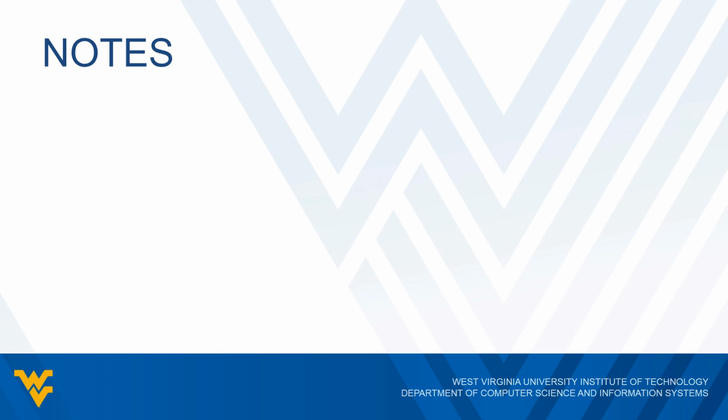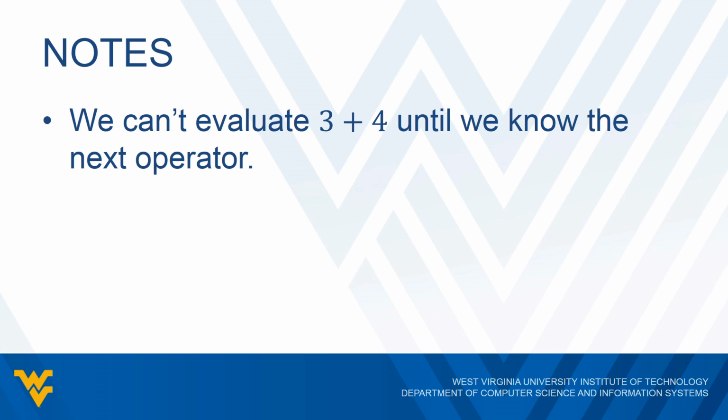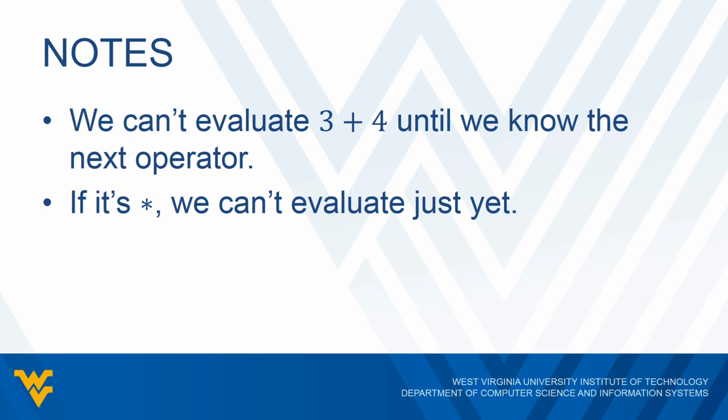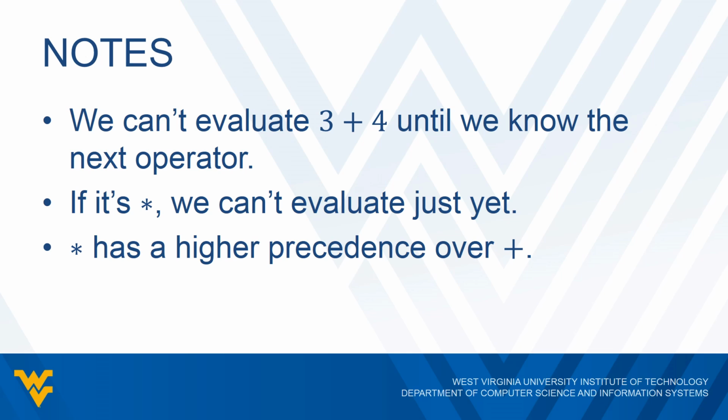So just a couple of notes from that last example. I mentioned it, but I want to reiterate it. When we had the 3 plus 4, we couldn't evaluate it just yet. We needed to know what the next operator was, because if it was something like multiplication, we can't evaluate that yet because multiplication does have a higher precedence over addition. Now, if it were 3 times 4, that's a different story. So we have to keep in mind the precedence levels or the order of operations when we're evaluating our expressions.